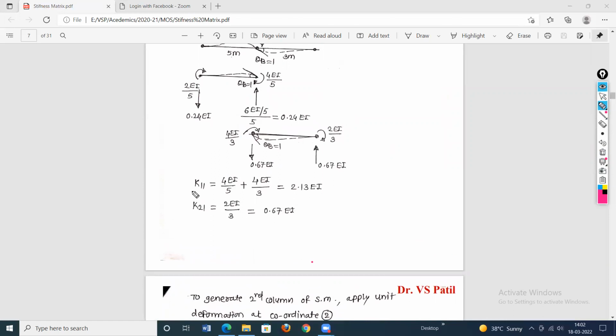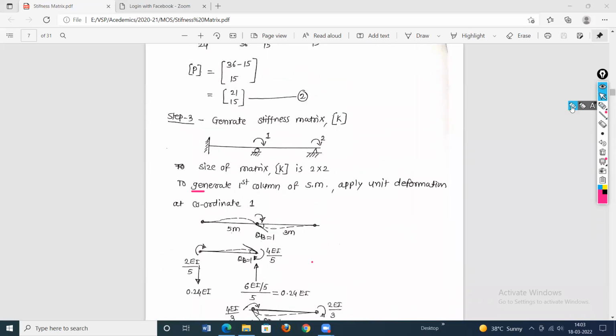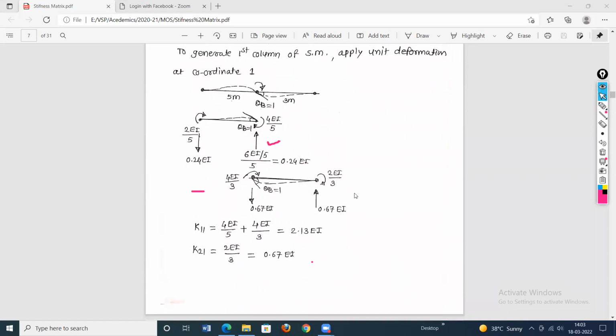Okay, the first element will be K11. What is K11? Stiffness at 1 due to unit deformation at point 1. Stiffness in the sense of force required to produce a unit deformation. So what is the force at coordinate 1? Now our coordinate 1 is what? Our coordinate 1 is a movement, and coordinate 2 is also a movement. So at coordinate 1, what is the total movement produced?